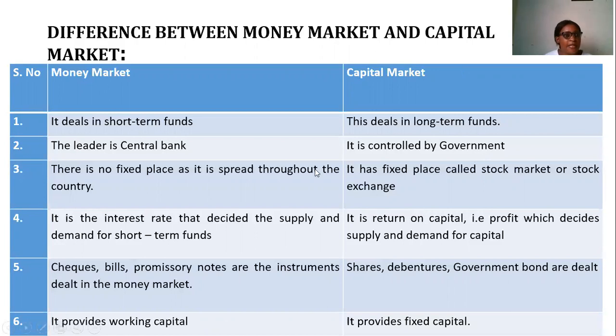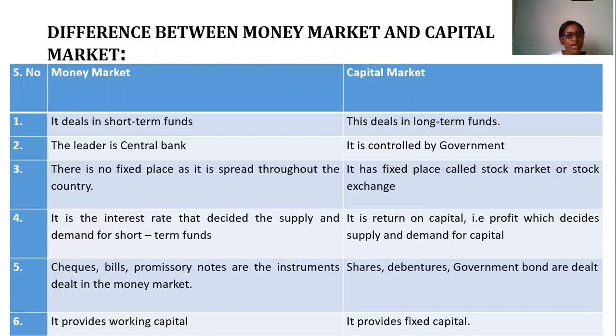The first difference between a money market and the capital market is that a money market deals in short-term funds, whereas capital market deals in long-term funds. Number two, in the money market, the leader is the central bank, whereas the capital market is controlled by the government. Central bank is a bank owned by the government. So here, central bank is the leader, but here, it is controlled by the government.